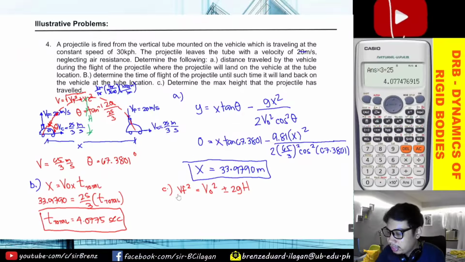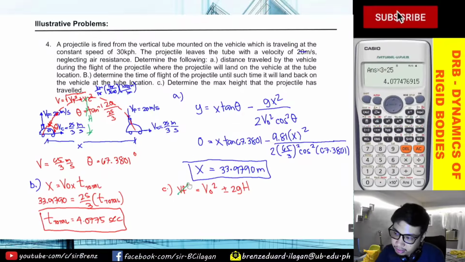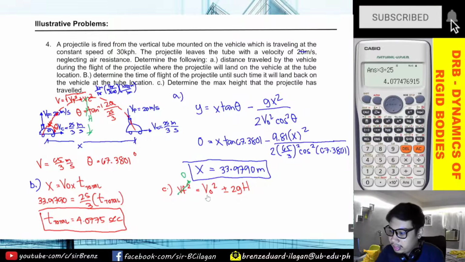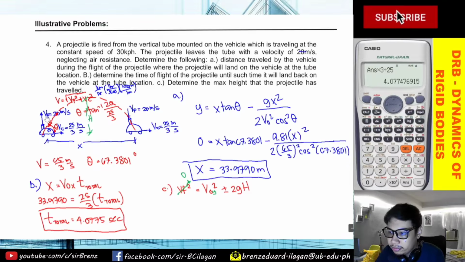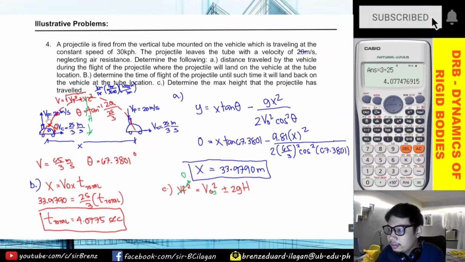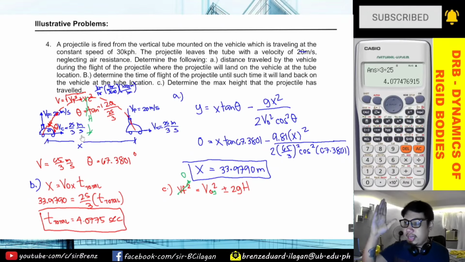Ayan. So knowing na itong velocity niya dito when it reaches maximum height is 0. And then yung Vo dito guys, since ito is a component or yung free fall yung equation na ginagamit natin. So yung Vo dito is yung Voy, okay? Or yung V sub P or yung velocity ng iyong projectile which is fired vertically upward, vertical tube.